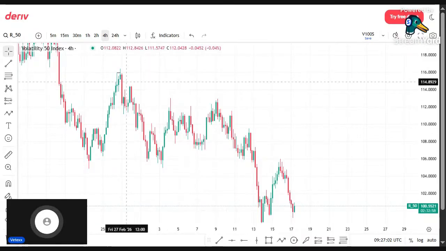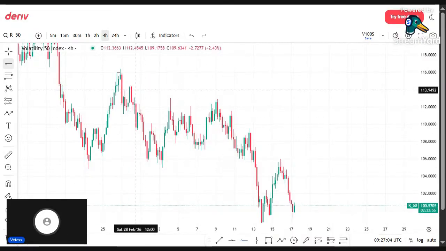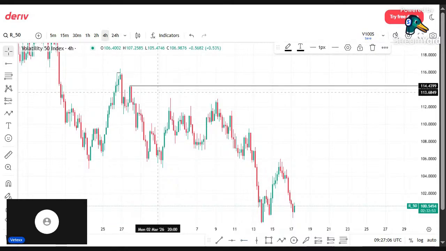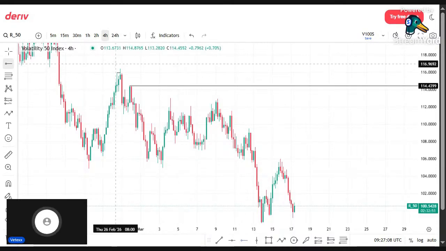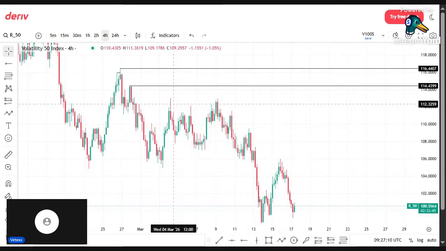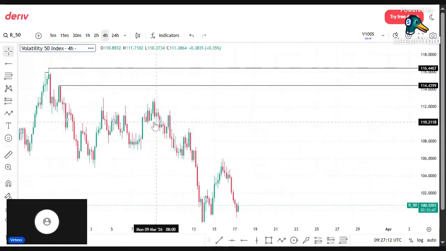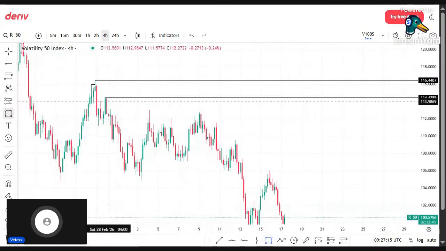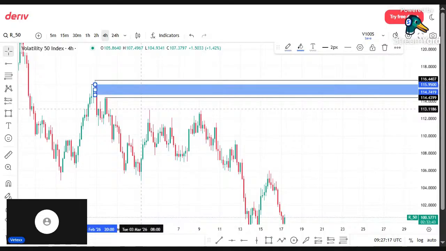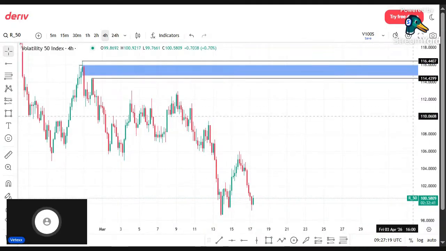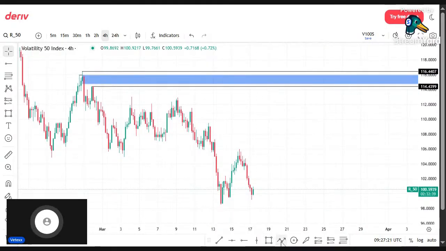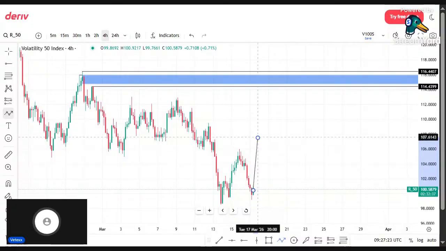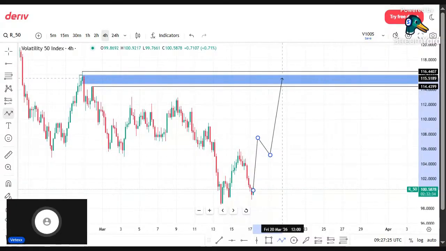And then there's a structural liquidity here on the 4 hour time frame. And we have a protected high right here. Okay, so this is our point of interest. So at this point of interest, price is expected to come to this zone, give us our continuation entry, and then drop to the downside.